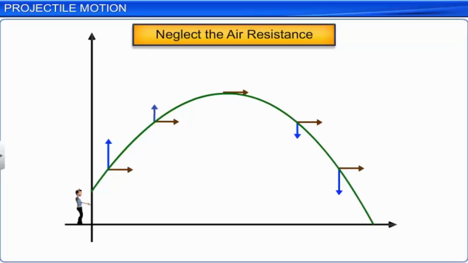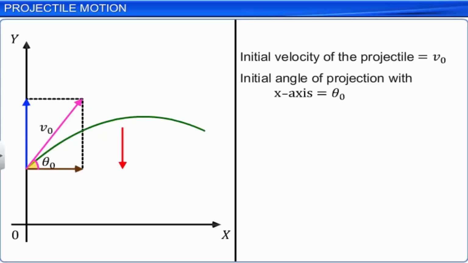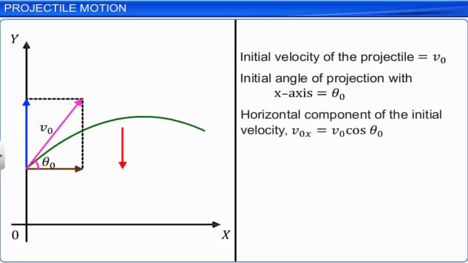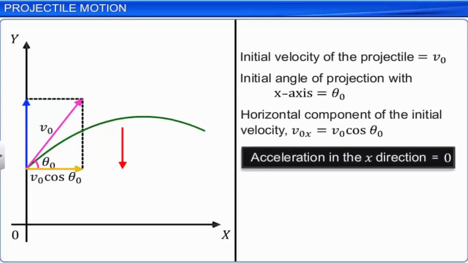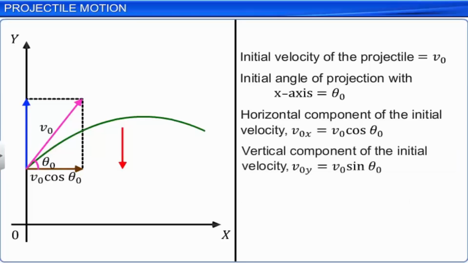The initial velocity of the projectile is v0. Initial angle of projection with the x-axis is θ0. The horizontal component of the initial velocity, v0x, is v0 cos θ0. This horizontal component remains constant throughout the flight, as the acceleration in the x direction is 0 and air resistance is negligible. The vertical component of the initial velocity, v0y, is equal to v0 sin θ0.